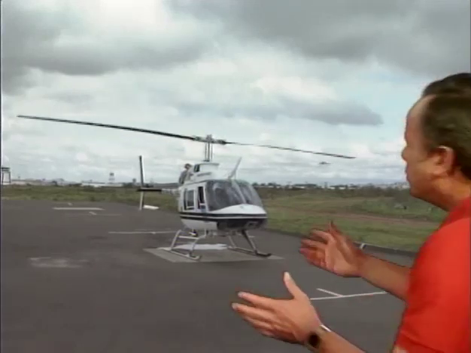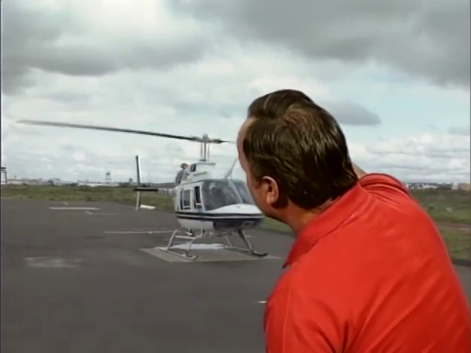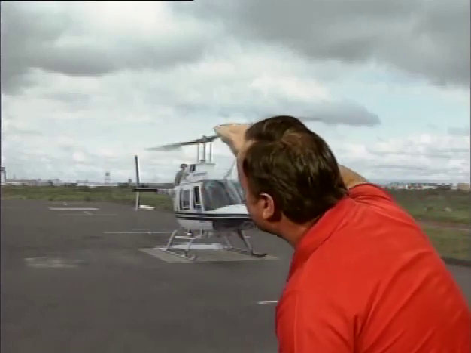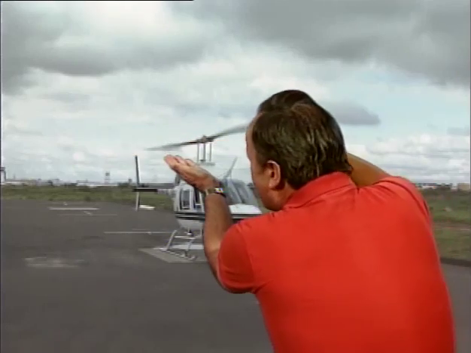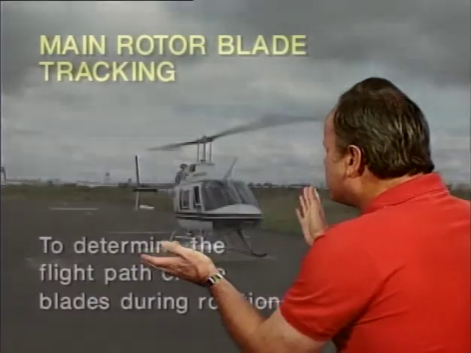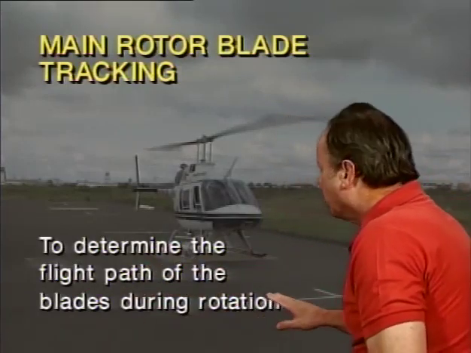Now, one of the things you'll be interested in as a mechanic out there in the field working on helicopters is rotor blade tracking. What you want to know is, does the path of one blade follow the path of the other blade? If the paths of these two blades are the same, they are said to be in tracking. So one of the things you want to check is main rotor blade tracking, and the purpose of checking that is to determine the flight path of the blades during rotation.